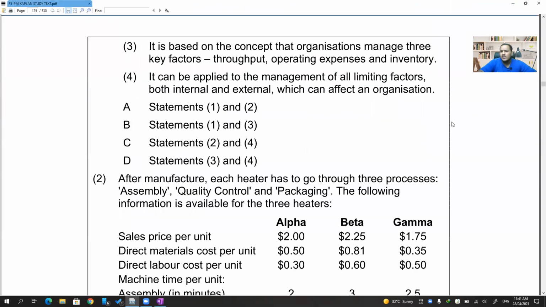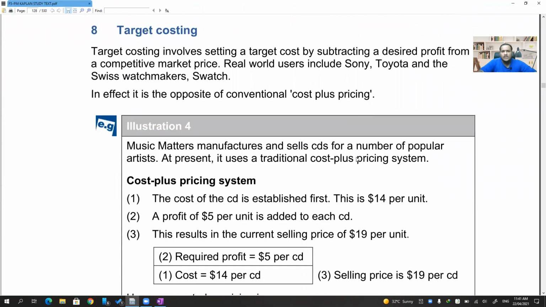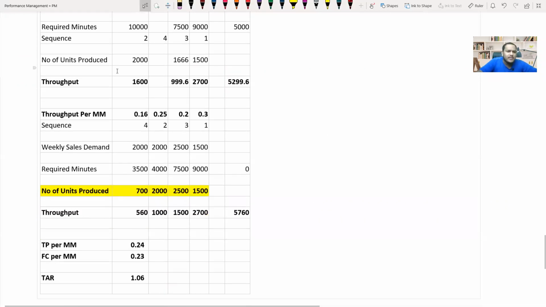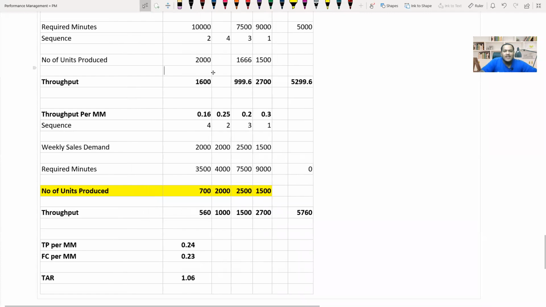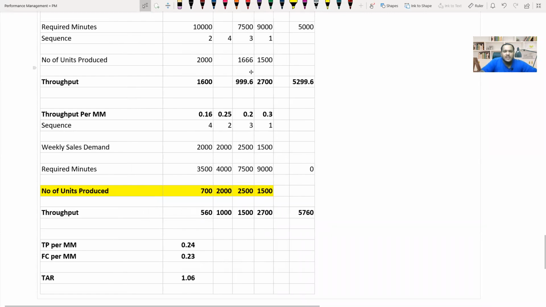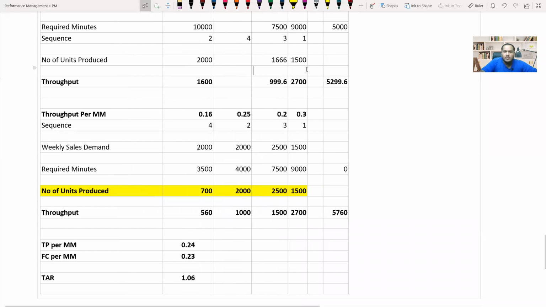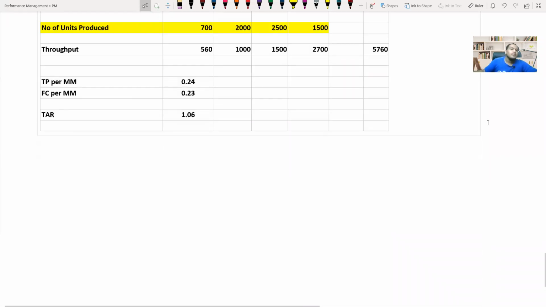Target costing. Okay, so target costing is very simple. It hardly takes 10 minutes to do the target costing. So let's do that. Keep your mind fresh. Keep these things aside. Drink a glass of water, whatever you want. Okay, keep your mind fresh. Let's start with target costing.